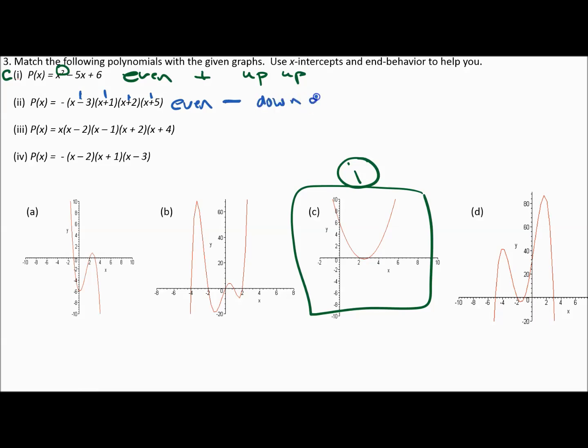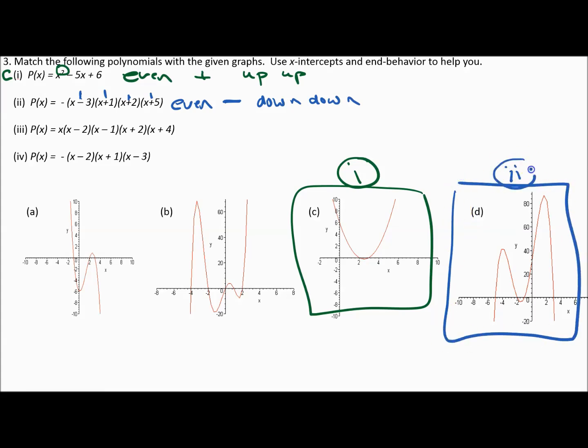sides are pointing downward. I'm trying to find a polynomial where both sides are pointing downward, and notice that's D over here, so I could label that as number 2 if I'm matching, or I could go up here and say, hey, D is my number 2 polynomial.